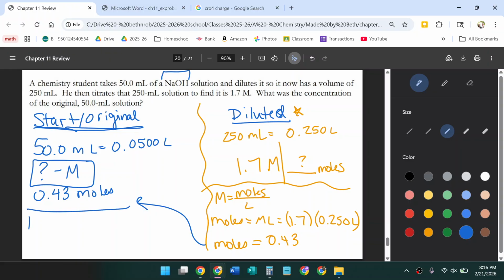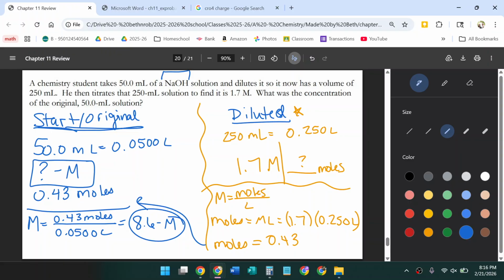Knowing that, though, I can find the molarity. I can take the 0.43 moles that I've always had, and I can take the number of liters that it was in, and I can divide those to find the molarity. So 0.43 moles divided by 0.0500 liters gives me 8.6 molarity. So that's the original. Again, all I did was outline my information to keep it all straight, and then I just used that molarity formula over and over.